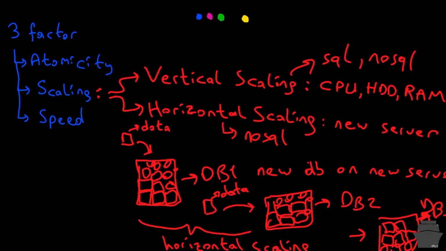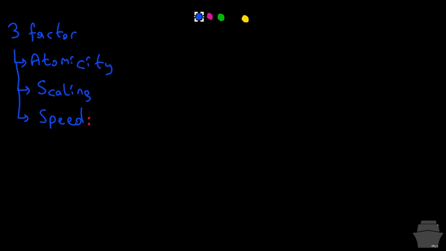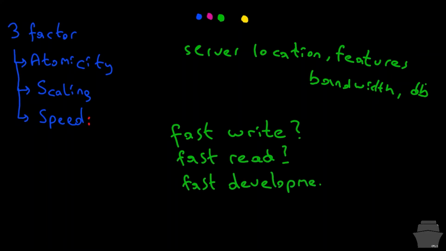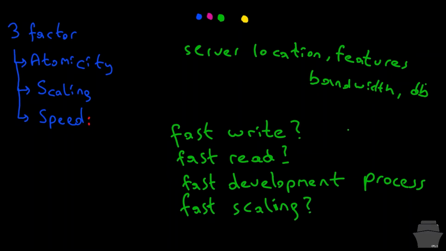So what about the speed factor? Let's look at that. But first, delete all this and change the color. Guys, we can say that database speed is not the only option to make our app fast. There are other options such as server location, features, internet bandwidth, etc. We must think about these as well. So, except these options, what do we want in our database to make it fast? Is it fast writing transactions, or fast reading, or a fast development process, or fast scaling? Which one is the priority for our app?